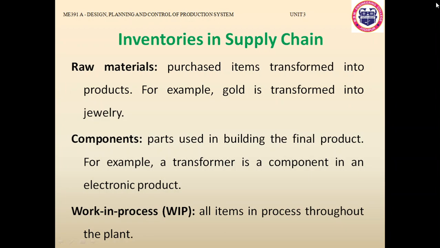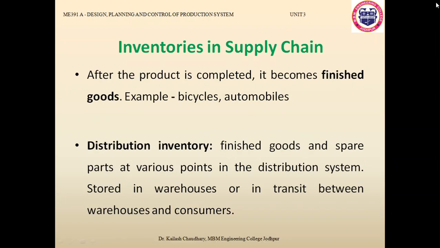Work in process are items in process throughout the plant. Products are not manufactured instantaneously, but there are always some work in process items that are kept in inventory flowing through the plant. Next comes the finished goods, because after the product is completed it becomes finished goods. For example, bicycle and automobile. Last one is the distribution inventory. Finished goods and spare parts at various points in the distribution system are kept in distribution inventory. They are stored in warehouses or in transit between warehouses and consumers.